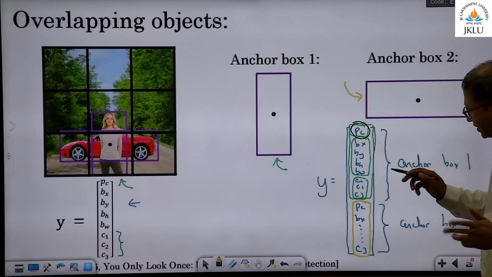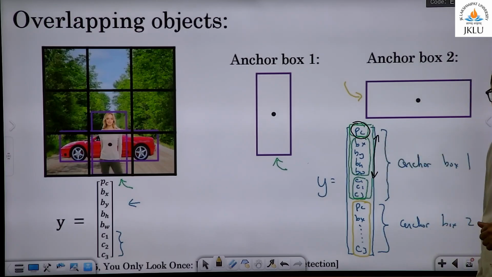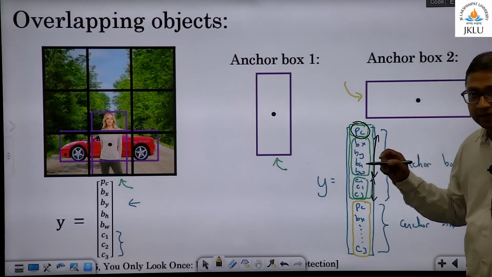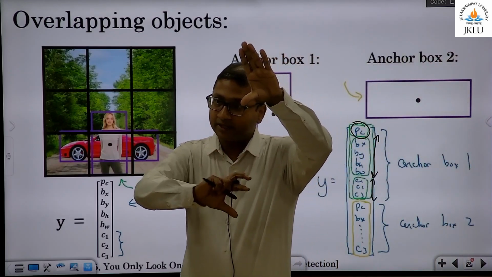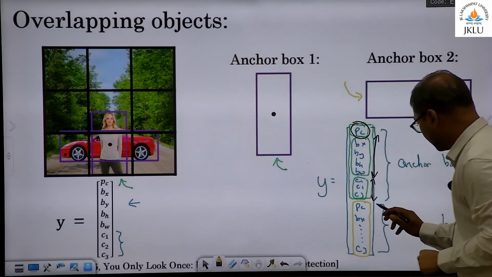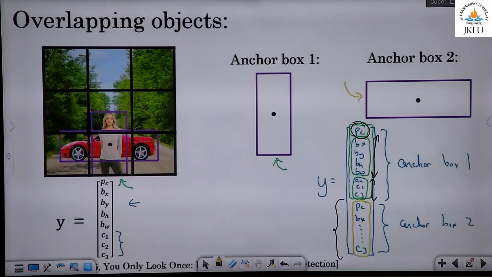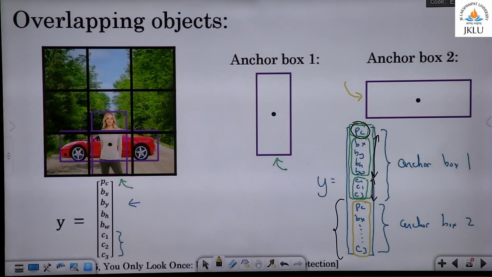What is this guy? PC. Is there an object in this or not? This guy? Bounding box, class. So this is my same 8 numbers: PC, bounding box, and then 3 classes. Can you tell me what is here? So now, if I have 2 bounding boxes, how will my target output look like for this particular image?